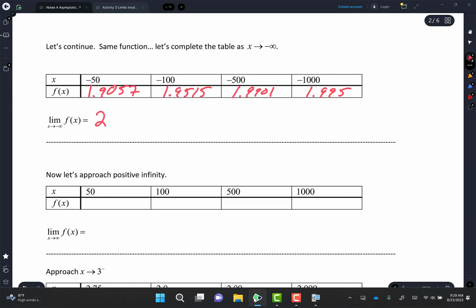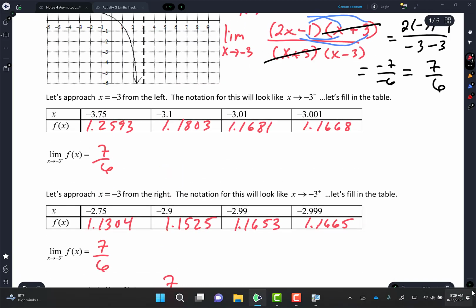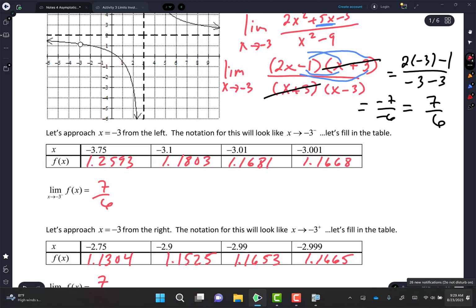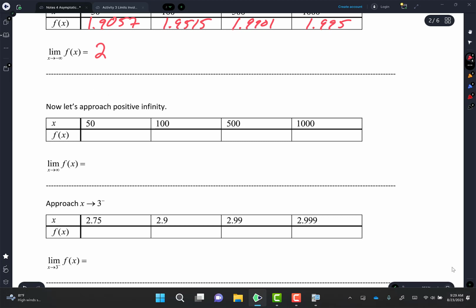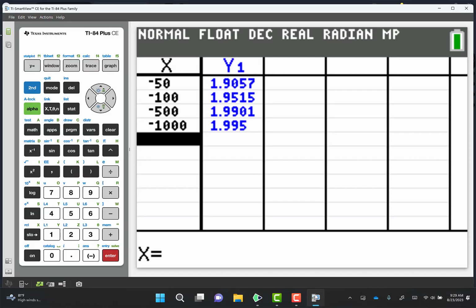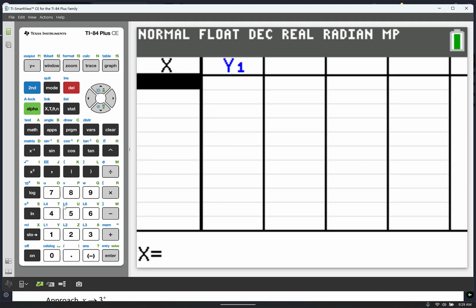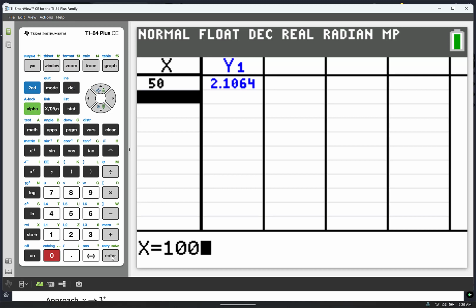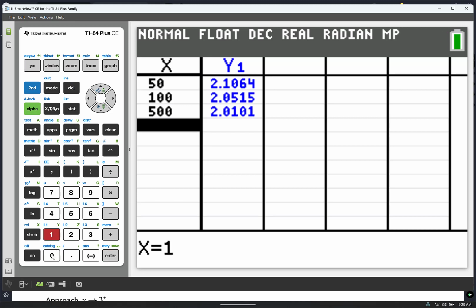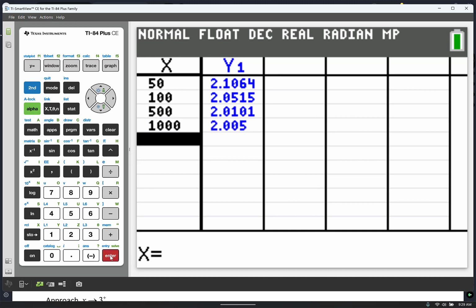We're going to do the same thing, but we're approaching positive infinity here. So again, if I looked at my graph, it looks like it still approaches 2. It approaches from above though, so it's going to be larger numbers than 2, but it's still approaching. So I'm going to delete those, and put the same thing: 50, 100, 500, and then 1,000. And check it out. Again, what number does it look like I'm approaching? 2.